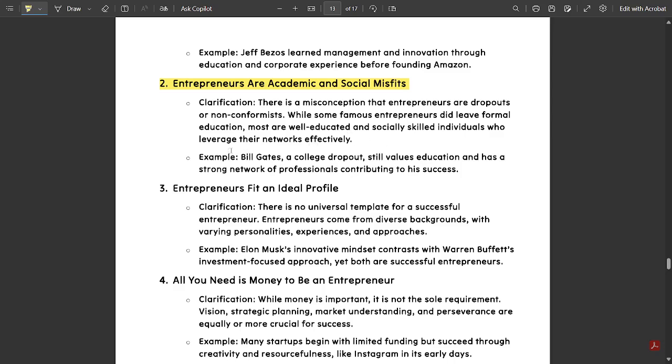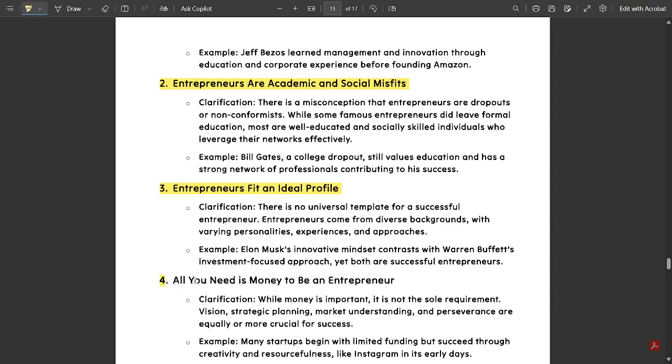For example, Bill Gates, a college dropout, still values education and has a strong network of professionals contributing to his success. Again, next is entrepreneurs are fit and ideal profile. Clarification: there is no universal template for a successful entrepreneur. Entrepreneurs come from diverse backgrounds with varying personalities, experiences, and approaches.